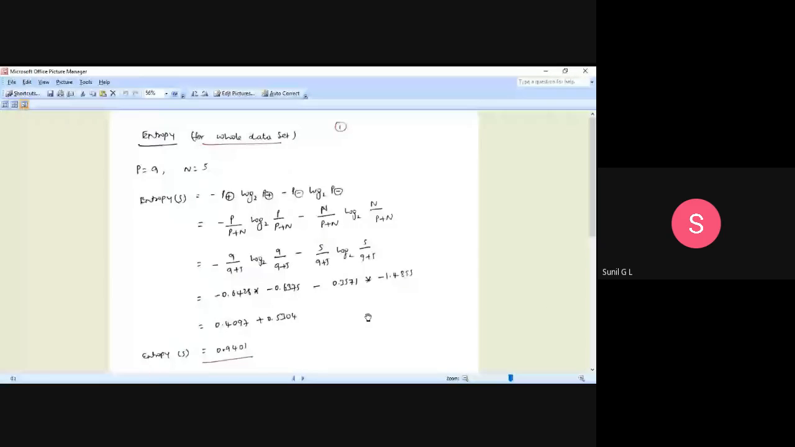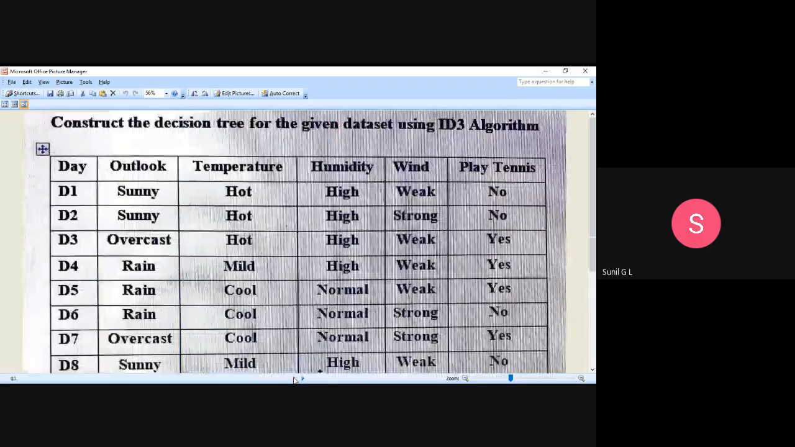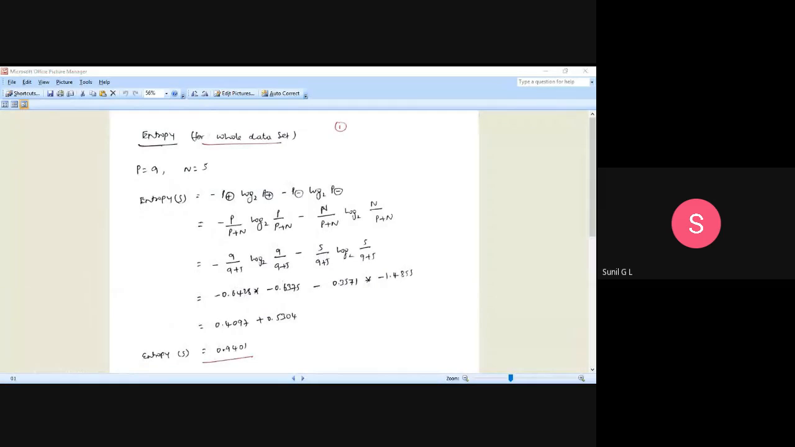Okay, done. Now after that, we will calculate the impurity. I need to select which attribute should become the root of the tree. For that, I need to calculate the information gain. When I want to calculate the information gain, we have a formula. Okay, so here, this is the information gain.